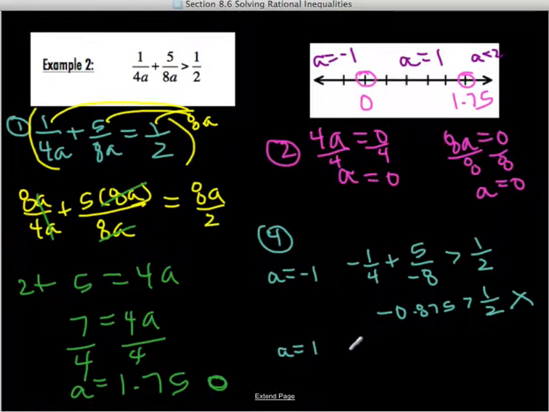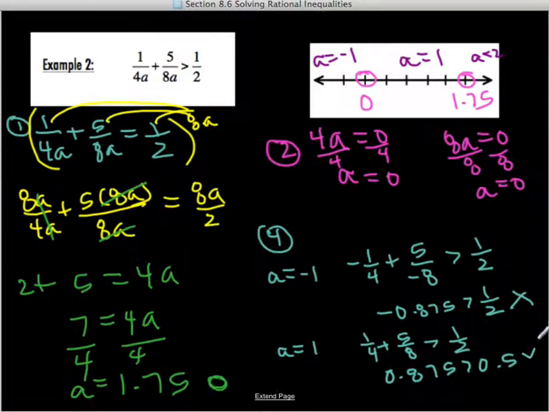The next one is a is equal to 1. So if I plug in 1, I just have 1/4 plus 5 over 8. Is that greater than 1/2? Do this piece on your calculator, and you get 0.875. Is that greater than 1/2 or 0.5? Yes, it is. So I'm going to shade in between here.